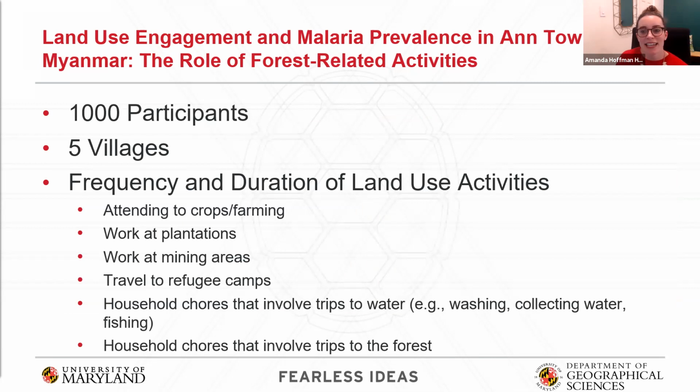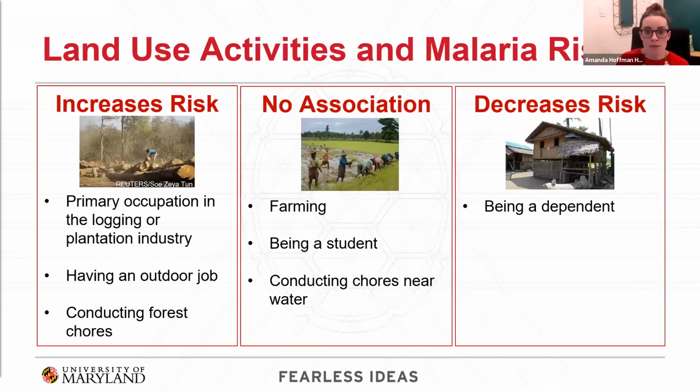The 2018 data collection included a survey that asked about more diverse land use activities, in addition to the frequency and duration that people engaged in those activities. It also asked about other relevant factors, such as primary occupation, symptoms, and bed net usage. Another key component of this particular study was that, based on my previous findings, I controlled for natural forest cover around a village in all of my models.